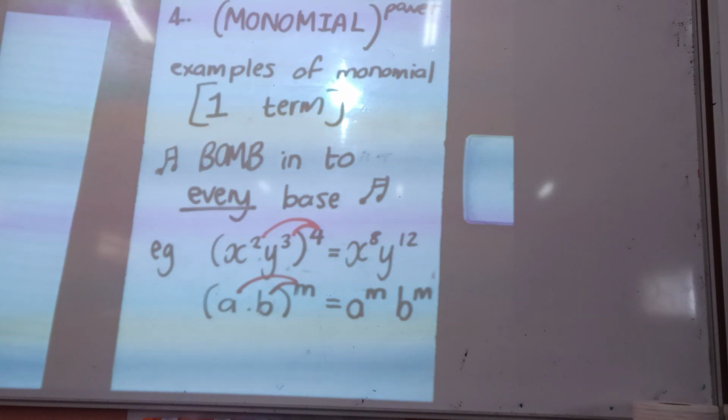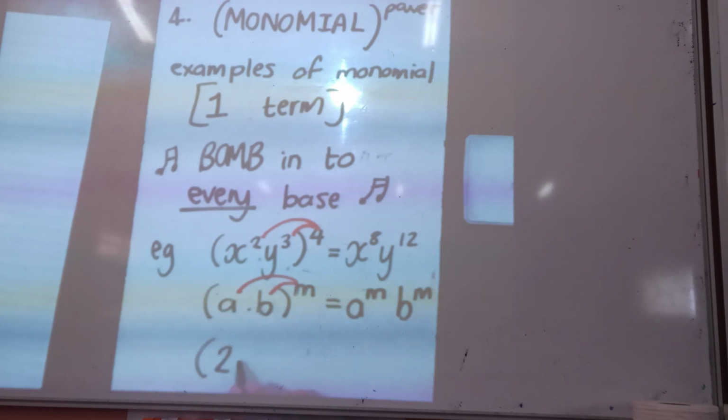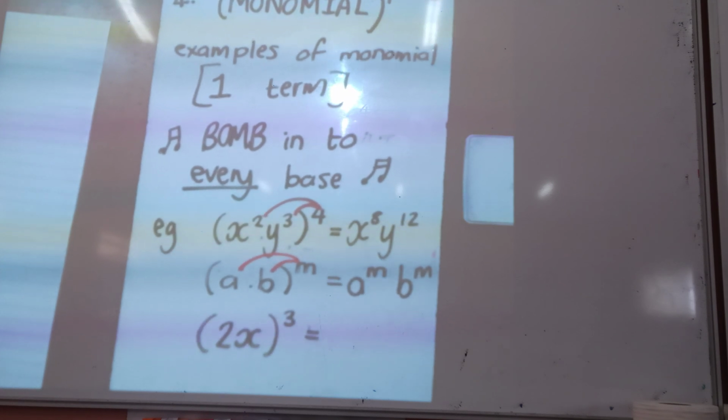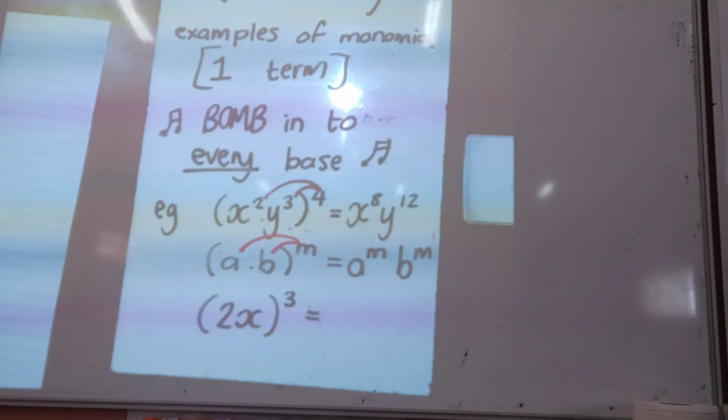Now this is where kids mess up in the next one. Let's just make it 2x raised to the power of 3. How many bases do I have? 2. 2 bases. Remember I said a number can be a base? So 2 bases. So where did kids go wrong?